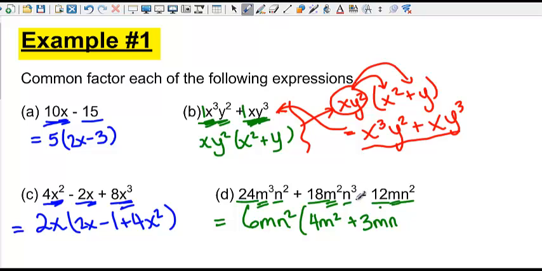Final term now, negative 12. Don't forget that minus there. Negative 12 divided by positive 6 leaves you with negative 2. M divided by itself leaves you with m to the power of 0, which is 1. And again, we're not going to write 1 times 2. And n squared divided by n squared is also n to the power of 0, which is 1. And we're not going to write negative 2 times 1, because that would be redundant.